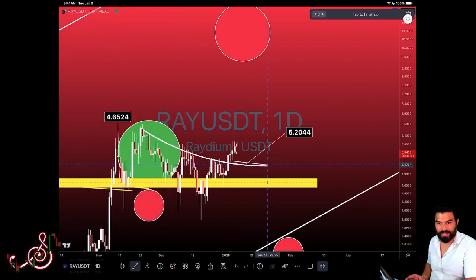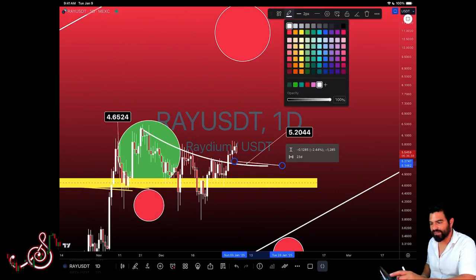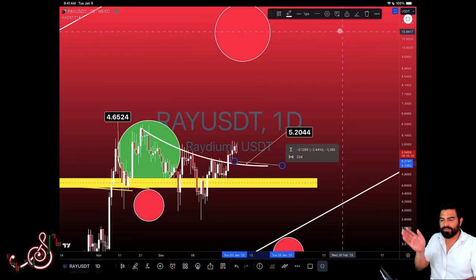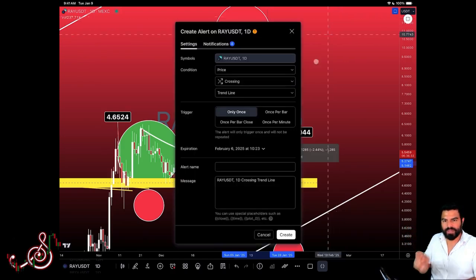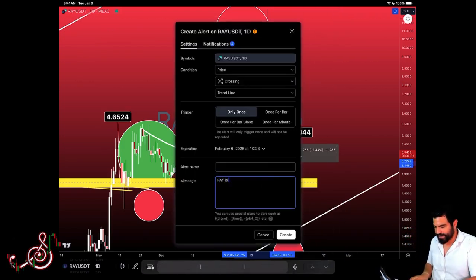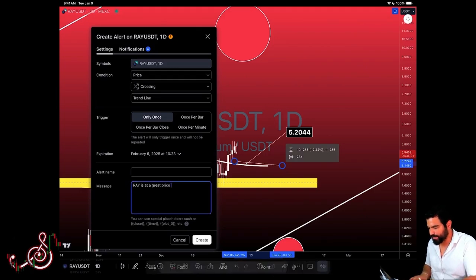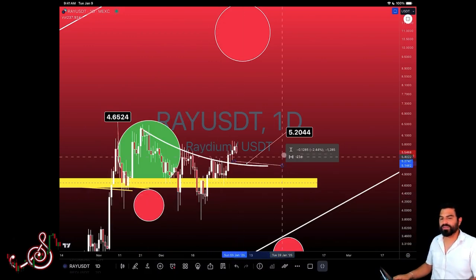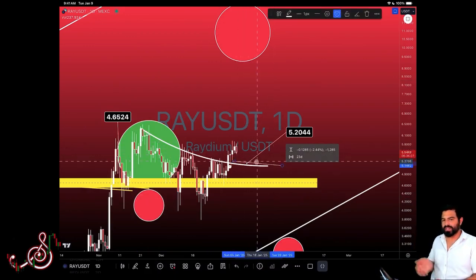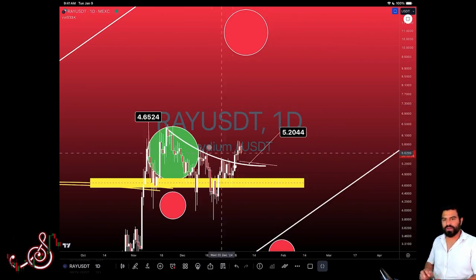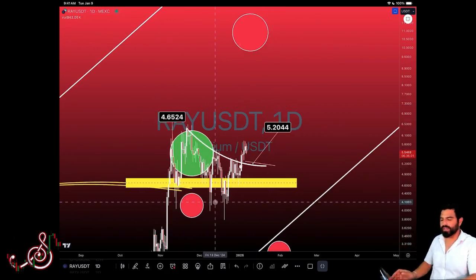I'll set a little alert for myself, just drawing a little trend line and making it really thin, just to set an alarm. Click the alarm clock button, and I'm going to say Ray is at a great price, and you can do the same. $5.20 area. Okay, $5.25 area. Ray is pulling back, and just any kind of notes you might want to make for yourself if you want to take the trade. That might be a good deal for you. So it's a pullback on the smaller timeframe within the larger story, and the larger story is bullish.